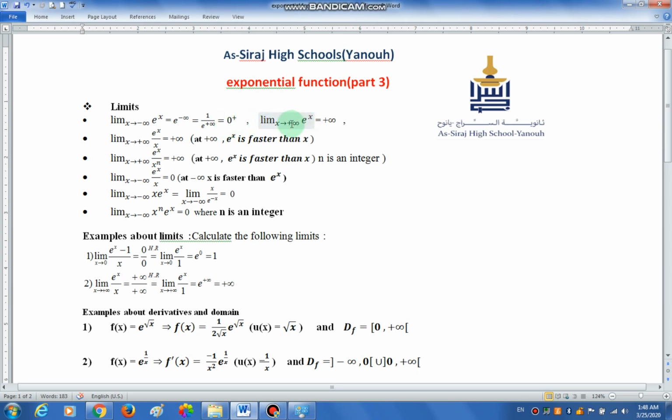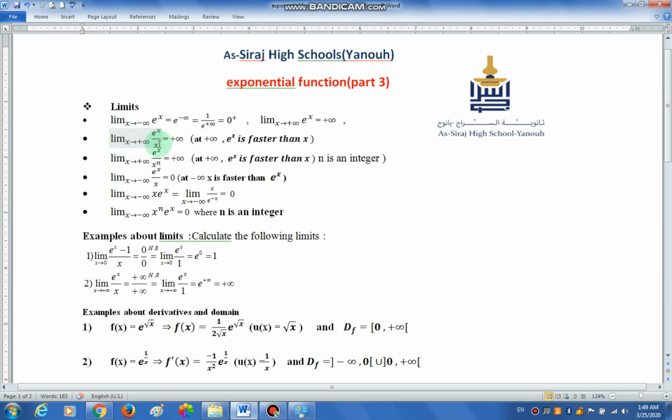Now limit of e^x as x tends to plus infinity, it is equal to e power plus infinity, which is plus infinity. So now the exponential function tends to plus infinity when x goes to plus infinity, and the exponential function e^x goes to 0 when x tends to minus infinity.